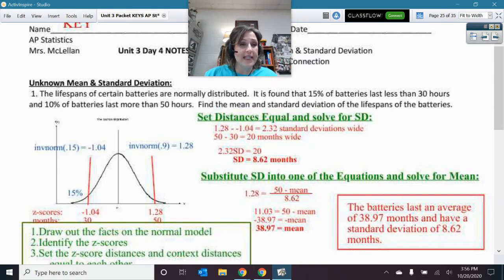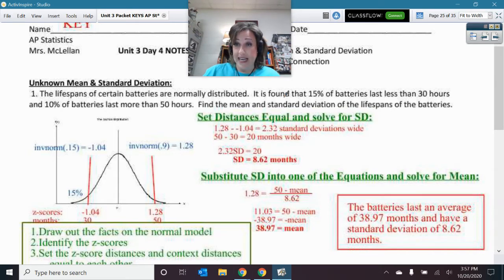Okay. So they say the lifespans of certain batteries are normally distributed. It is found that 15% of batteries last less than 30 hours. So the percent is going to give me a z-score, and then the 30 hours is, of course, my x value. So look here. On my normal model, I got my z-score of this lower 15% because it says less than 15%. So that's a z-score of negative 1.04. And the x value that corresponds with it is 30. So those two things, negative 1.04 z-score and x value of 30 months, are in the same location.